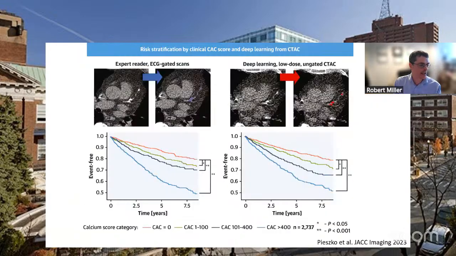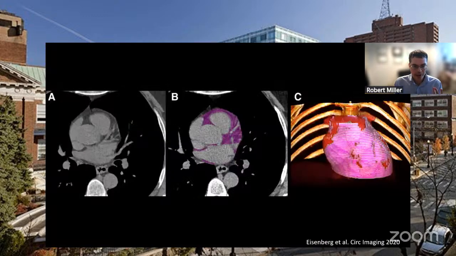We have looked at the same idea in PET studies. Here, the interesting thing was we had paired expert reader ECG-gated CT scans as well as deep learning CTAC. And what you can see is that the risk stratification from calcium score off a CTAC ended up being very similar to proper ECG-gated dedicated cardiac CT for calcium score. So it provides very good information from these low quality images. All of this work was really encouraging for us.